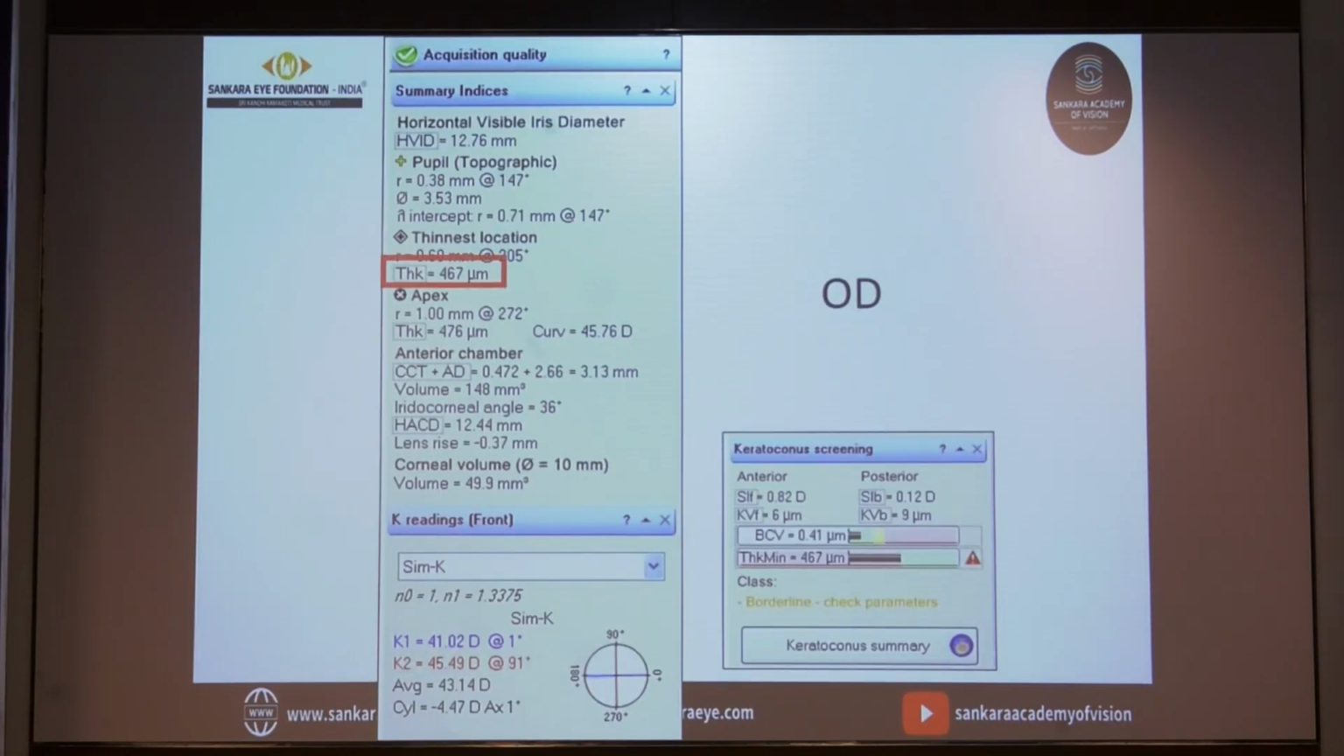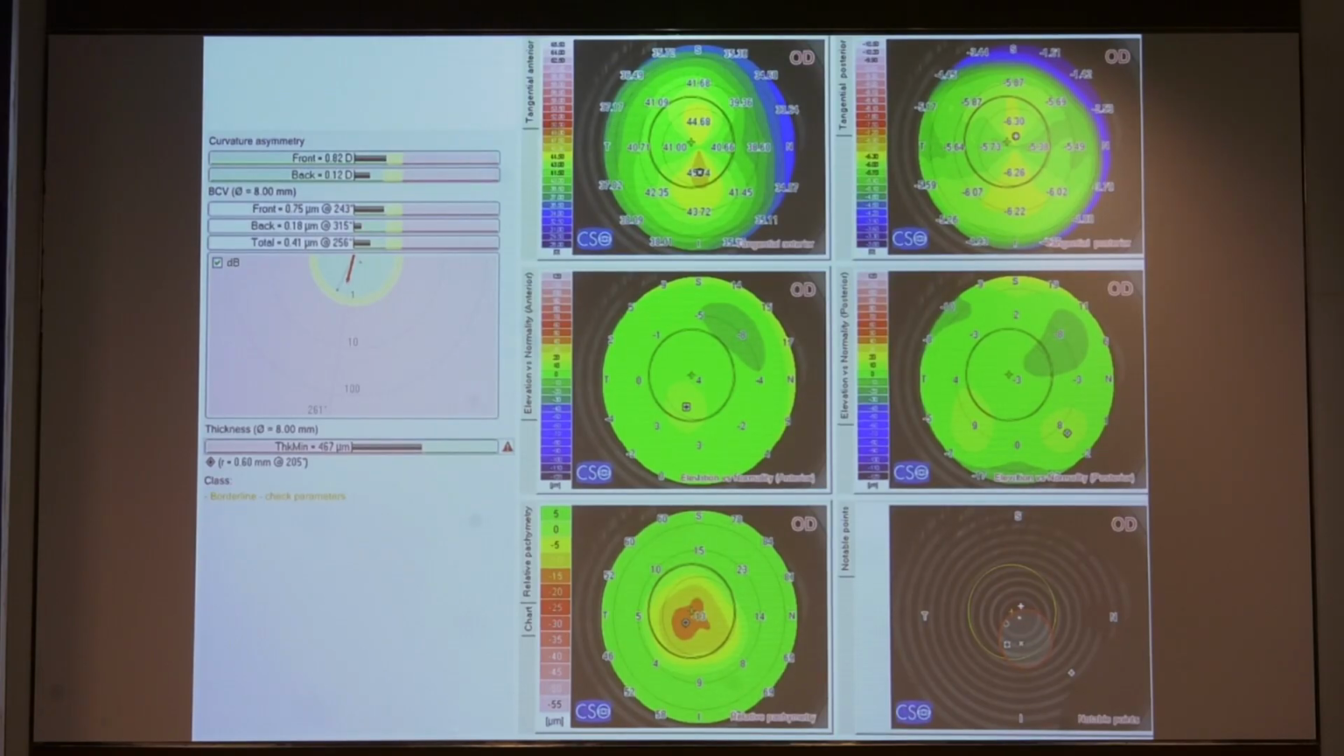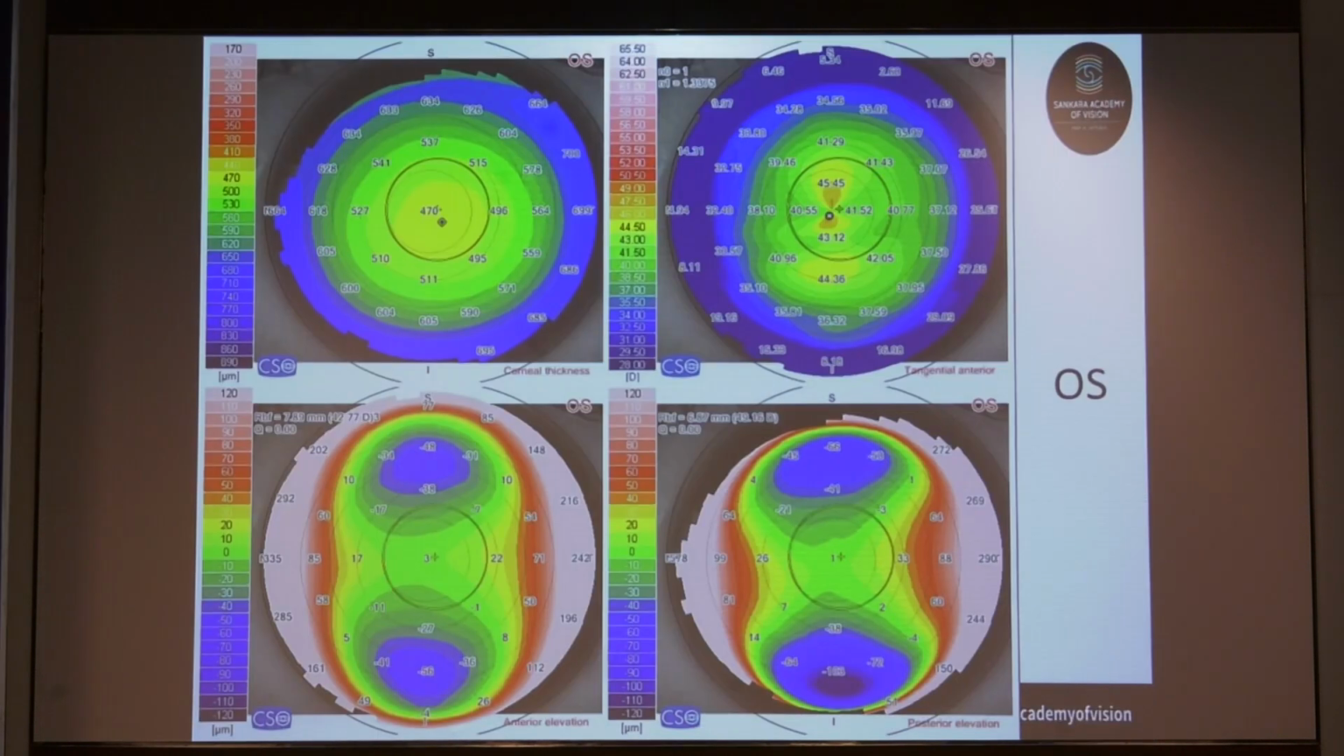The indices showed thickness of 467, 4.47 cylinder. The machine labeled it as borderline. The superior inferior asymmetry was plus 0.08, plus 0.82, which shows there is inferior steepening. And the aqueous depth was 2.66, which was below the cutoff for phakic IOLs. Similarly, the other indices were within normal limits, only the curvature asymmetry was there and the thickness was lower.